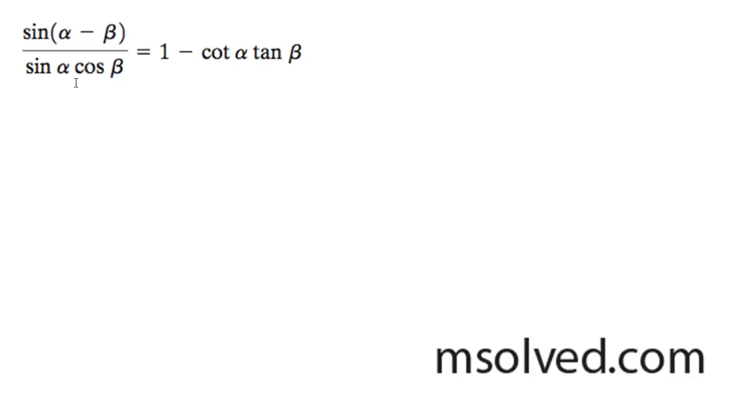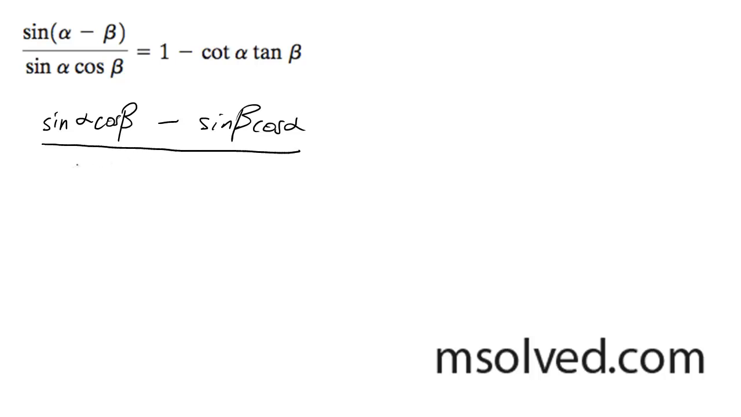Prove the following trig identity. For the subtraction of angles for the sine, you're going to get sine alpha cosine beta minus sine beta cosine alpha. And all this is going to be under sine alpha cosine beta.